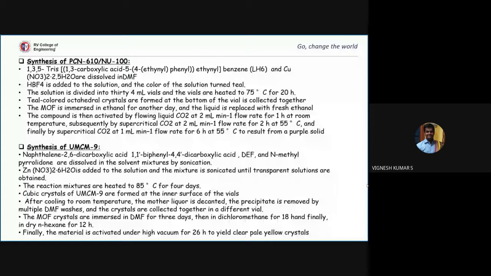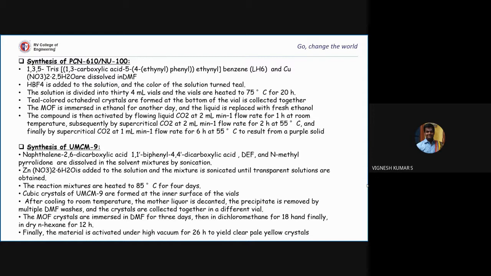Next, synthesis of PCN-16 or NU-100. 1,3,5 tris(3,5 carboxylic acid, 4-ethynyl phenyl ethynyl) benzene and copper nitrate are dissolved in DMF. Tetrafluoroboric acid is added to the solution until the color of the solution turns teal. The solution is divided into 34 ml vials and the vials are heated to 75 degrees Celsius for 20 hours. Teal colored octahedral crystals, which are formed at the bottom of the vial, are collected. The MOF is immersed in ethanol for another day and the liquid is replaced with fresh ethanol.